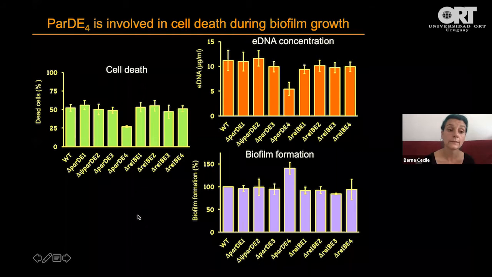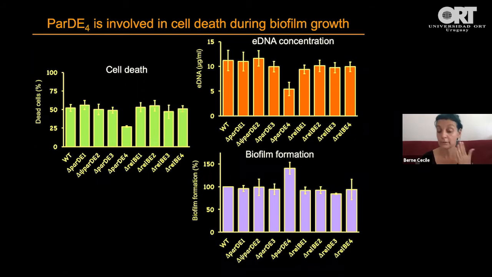And you can clearly see, so here we've got wild type, like always. And you can see that only one mutant is different from wild type. This is the one we are going to focus on. And this is PAR-DE4. So in a PAR-DE4 mutant, you've got less cell death within a biofilm. You've got less eDNA release, which makes sense because we know that eDNA comes from cell death. And as a consequence, you've got more biofilm formed because we know that eDNA will inhibit biofilm formation.